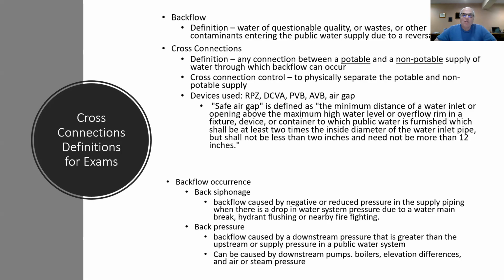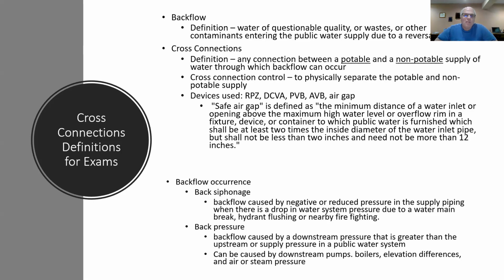And there's another device that we call the air gap. It's really not a device, it's just a physical separation between the public water supply and the used water supply. Of course, when you have an air gap, you lose pressure, so the people that take that water have to repressurize it, and so there's another cost of energy. We define safe air gap as the minimum distance of a water inlet opening above the maximum high water level or overflow of the rim. So think of a sink with a faucet, or maybe a bathtub with a faucet hanging down. The physical space between the top of the bathtub itself and the outlet of the faucet has to be at least 2 inches, and preferably more.